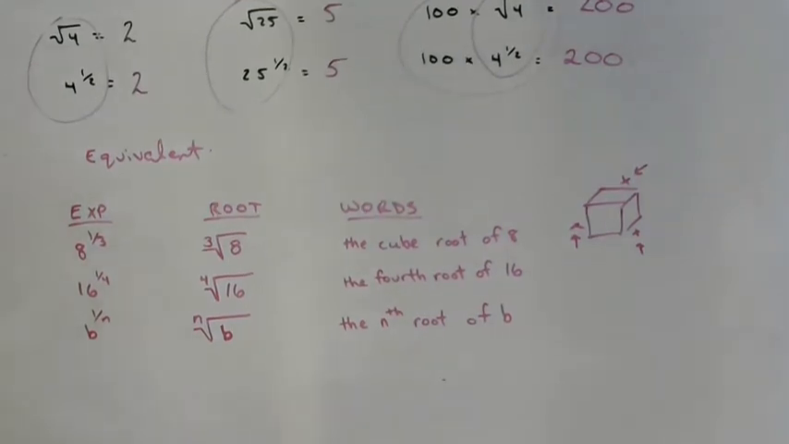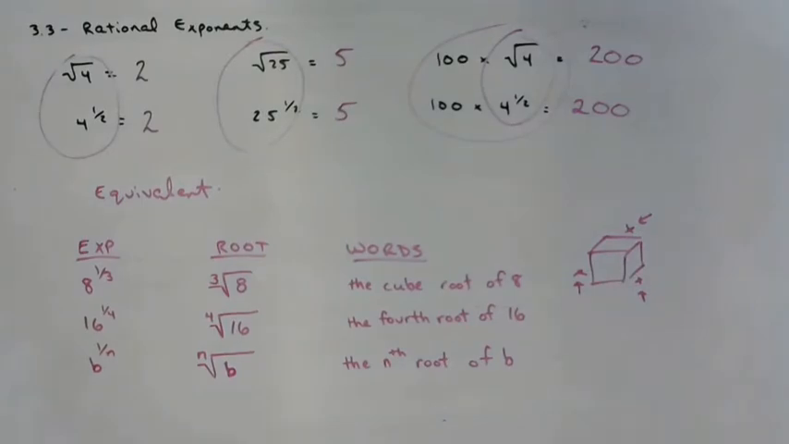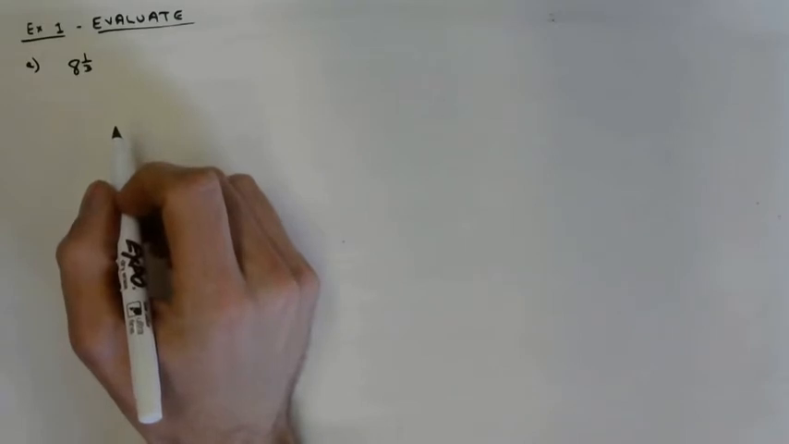We're going to take this concept and apply it to a handful of examples. Example 1, we're asked to evaluate. That means get the numerical answer. There's no variables there. There's no missing information. So go ahead and take what we know and get the answer. Now, there are a couple different ways of doing this.